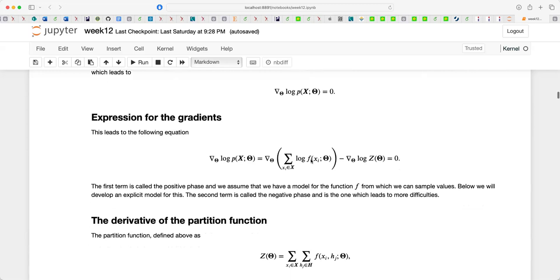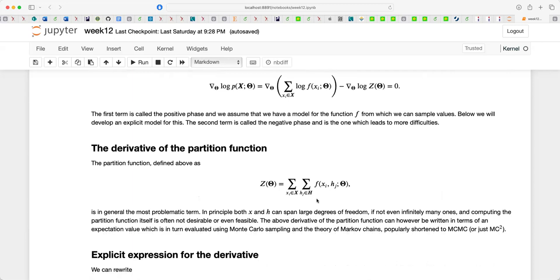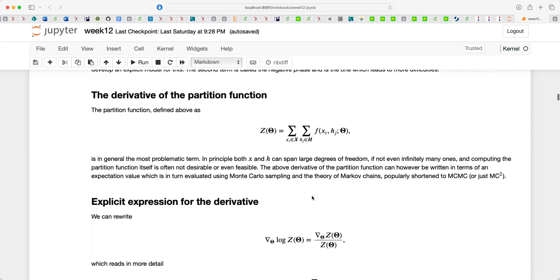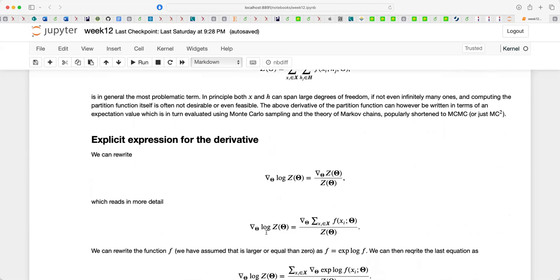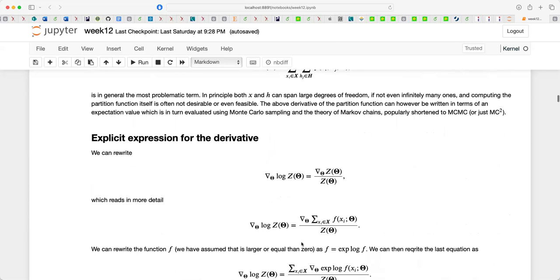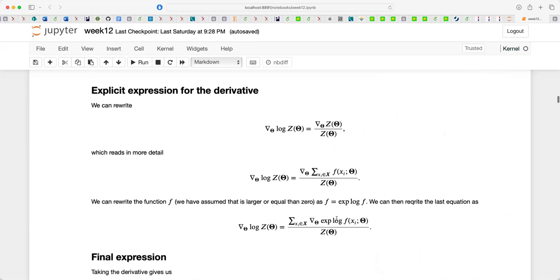This is something, because we have a model here, we know how to sample from, because you have a model, even if it's a complicated function. And then you have the partition function, which is the animal or the beast which is difficult to evaluate. And this is something which we last time rewrote. So when you look at the partition function, the derivative of that one, you can rewrite it like this. Since this is always a positive function, larger or equal than 0, you can rewrite it as the exponential of log of f.